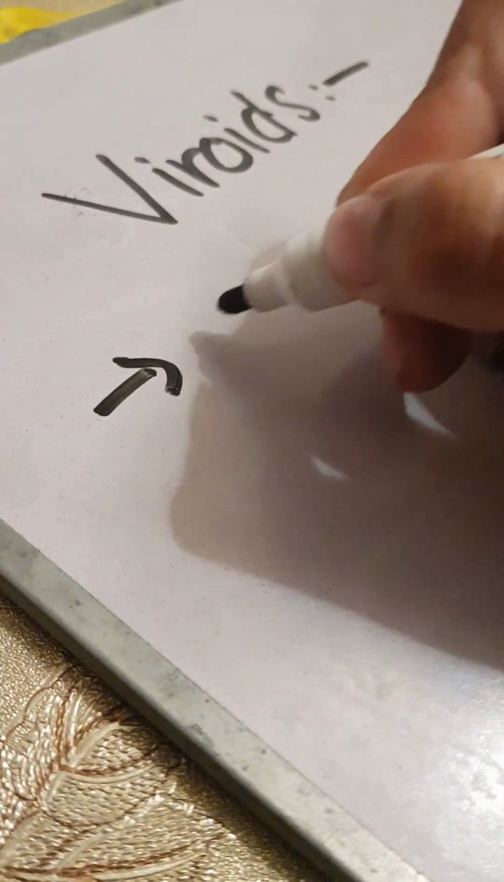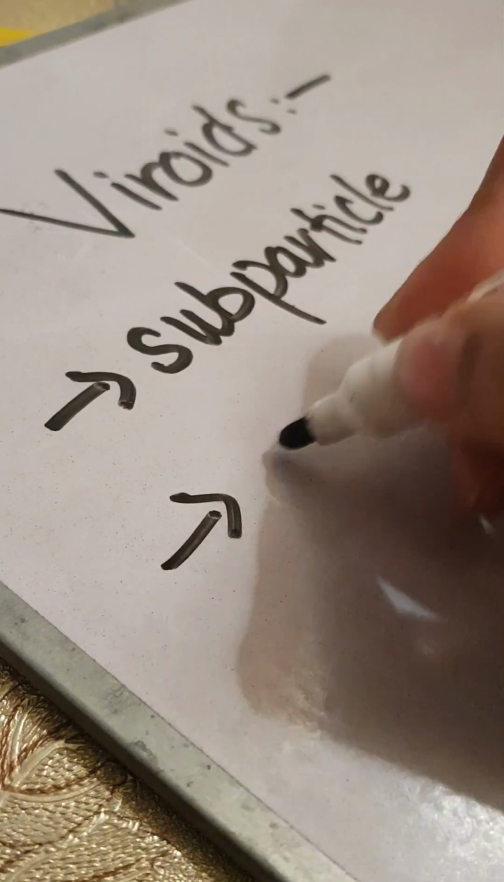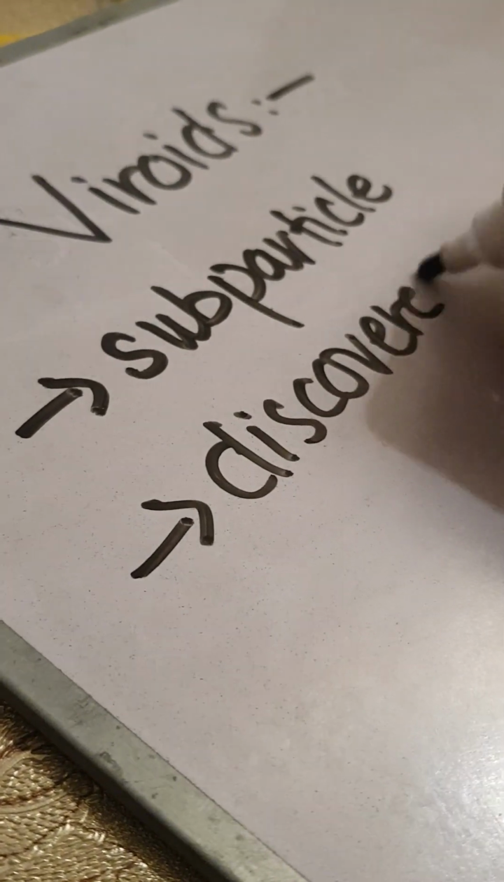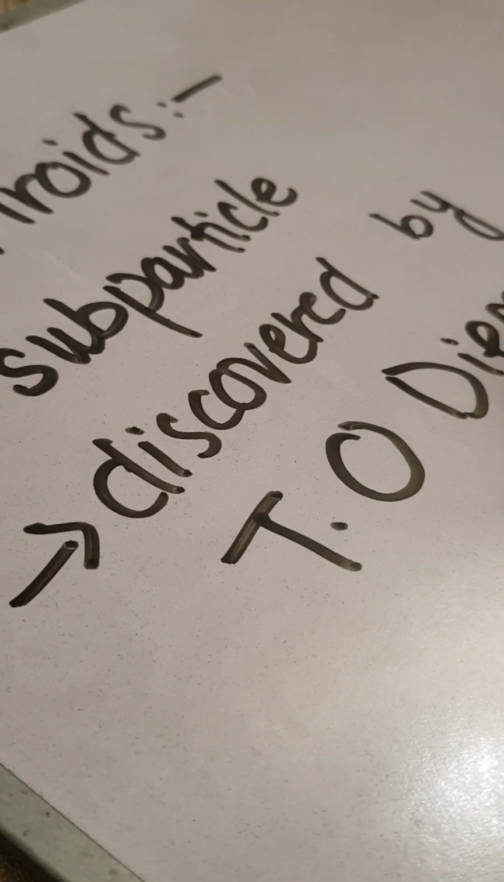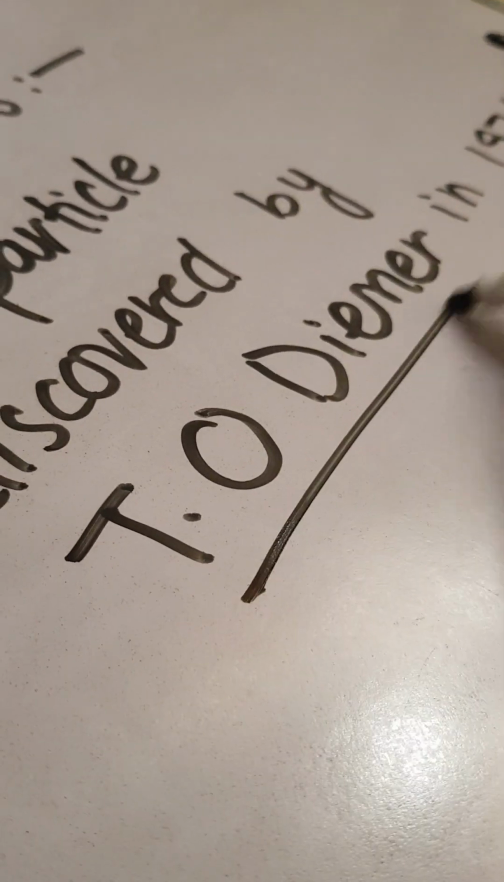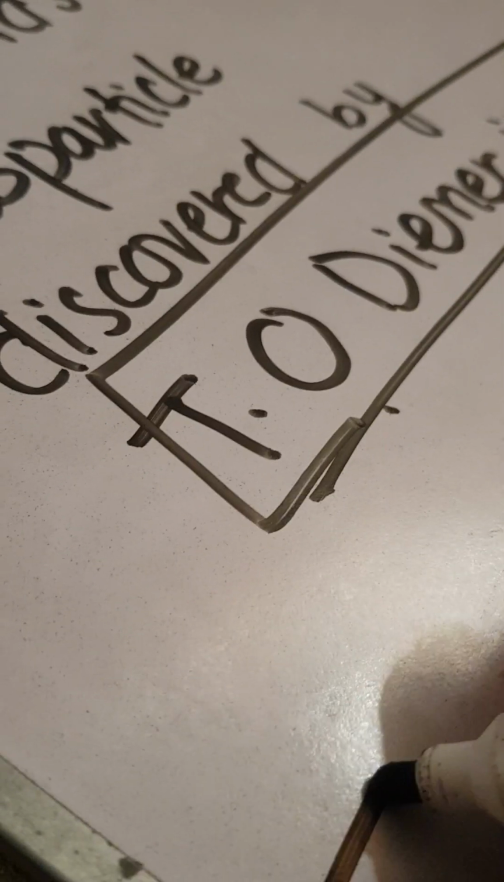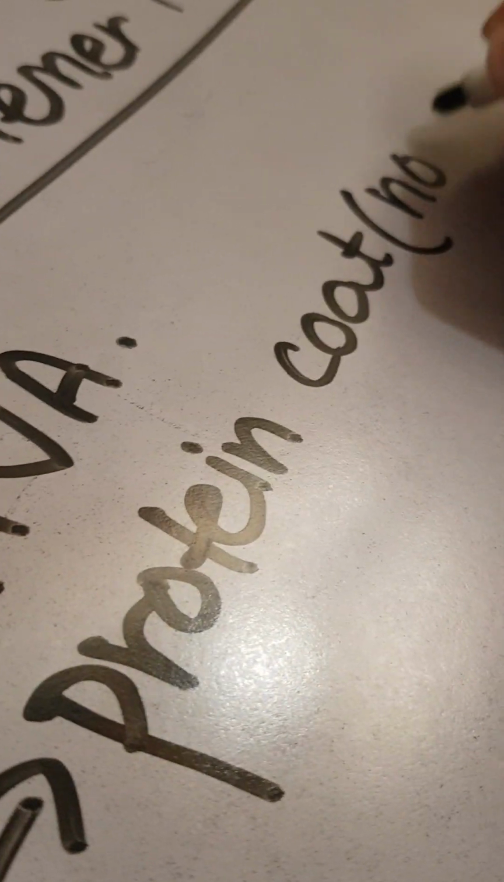Viroids are subviral particles that were discovered by T.O. Diener in 1971. Viroids only contain RNA in their structure. They do not contain a protein coat, which is known as a capsid. The protein coat is not present in viroids.